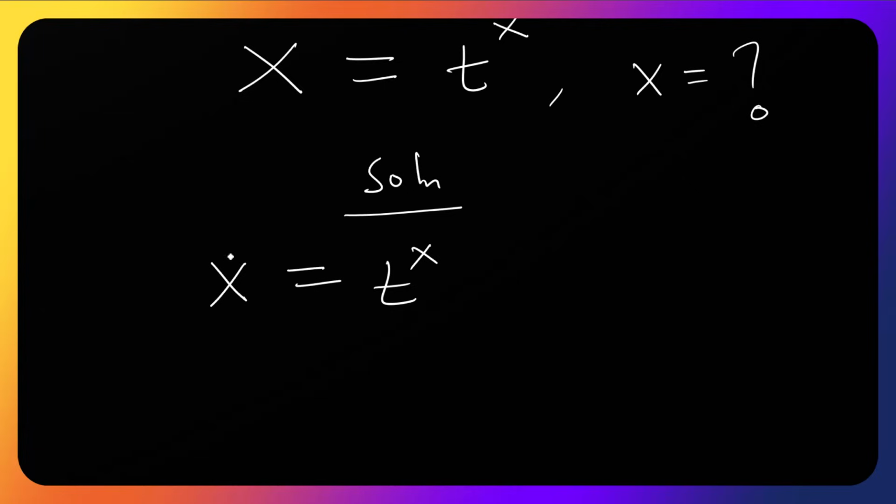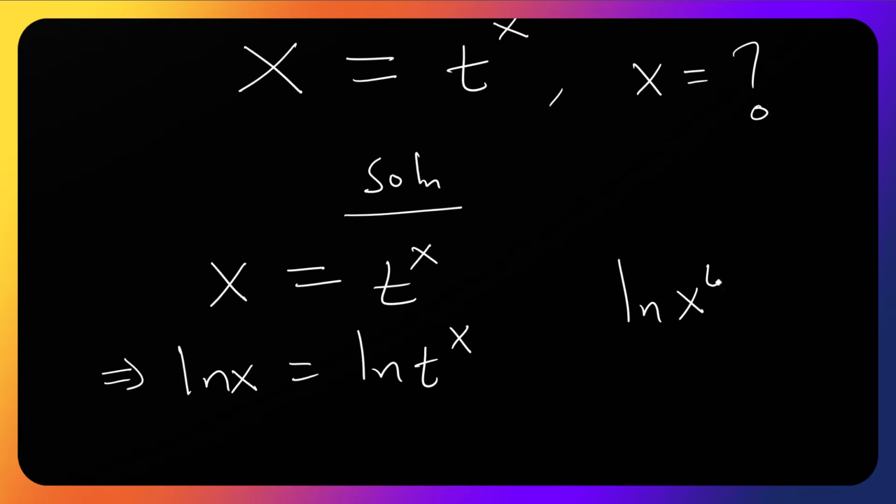We have x here and we have t raising x here. So let's bring the power down, and we can only do that by taking log on both sides. So I'll go with the natural log. Okay, so when you have ln of x to the power t, that is the same as t ln of x. So from here, you can say x ln of t equals ln of x.